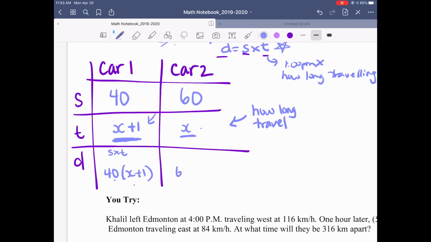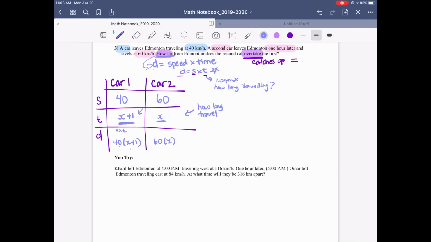And for car 2, it's 60 times X. Now here we have our equations at the end. What do we do with them? Do we add them together and make them equal to something else? Or do we make them equal to each other?